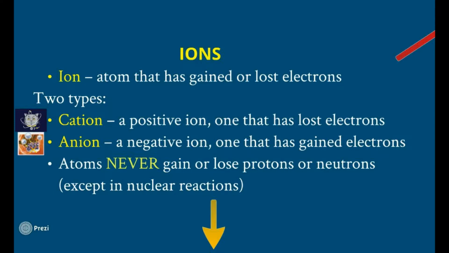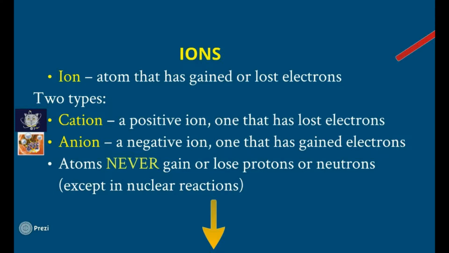We've been talking about if they're neutral, that's great. But you get two types: the cation and the anion. So cations are positive, anions are negative. A cation is a positive ion that has lost electrons. It can lose many and become positive. An anion is one that is negative and it has gained more.